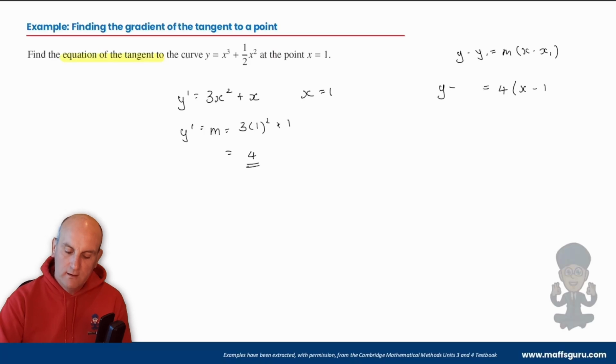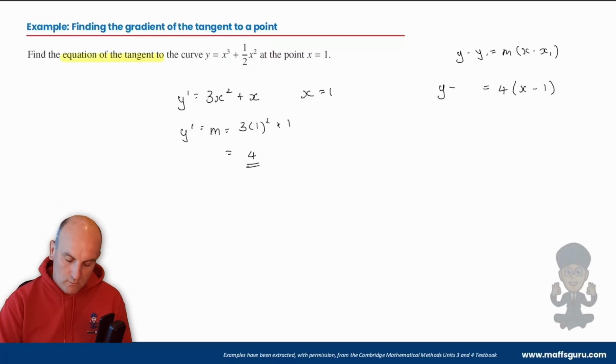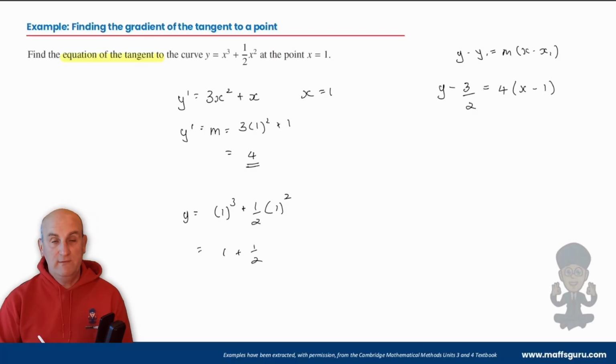Well, I've got an x1, which is given by 1. Again, this is my value of x1. How am I going to find my value of y1? Well, if I know x is 1 here, I can substitute it in there and hopefully get the right answer. So y is going to be equal to 1 cubed plus a half times 1 squared. 1 cubed is 1, 1 squared is 1, plus a half is going to give me 3 on 2. So there is 3 on 2. And I've now pretty much done. Yes? Well, no, because I've got to simplify it.